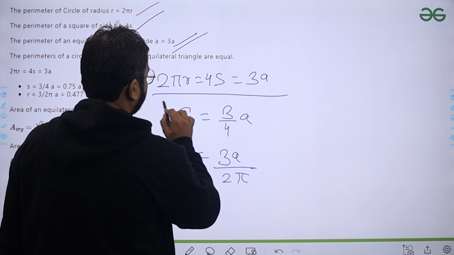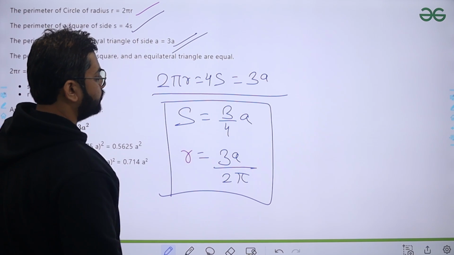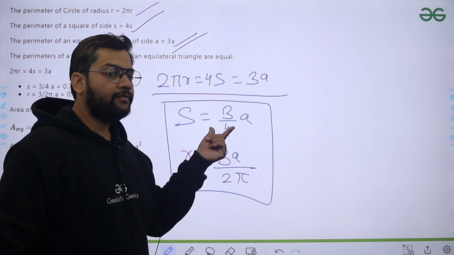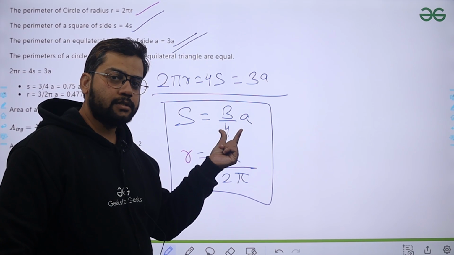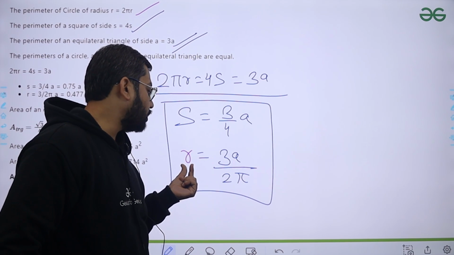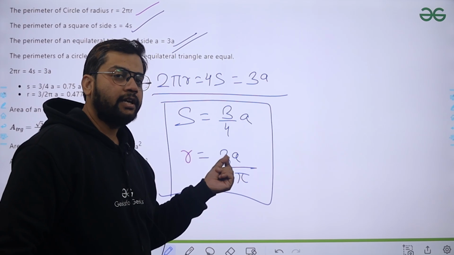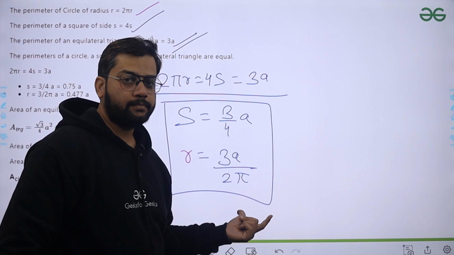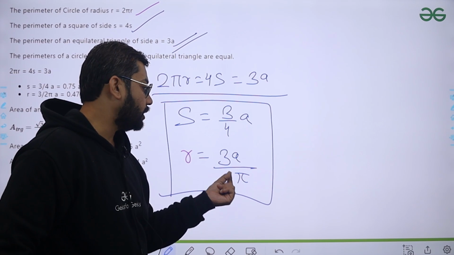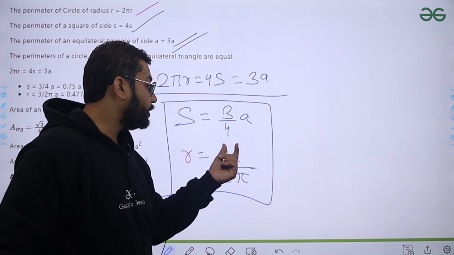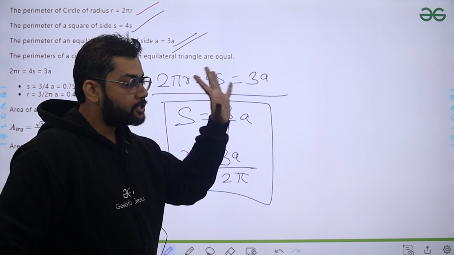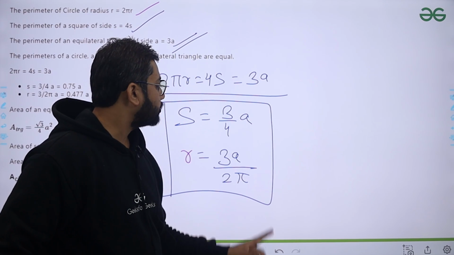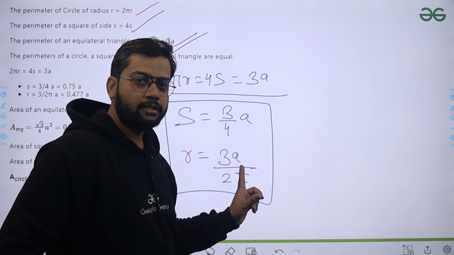Since we have got the s value, from here we can find the area of the square. We have got the r value, so then we can find the area of the circle in terms of a.